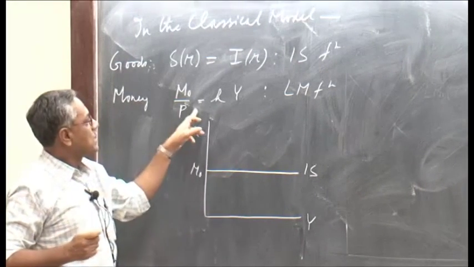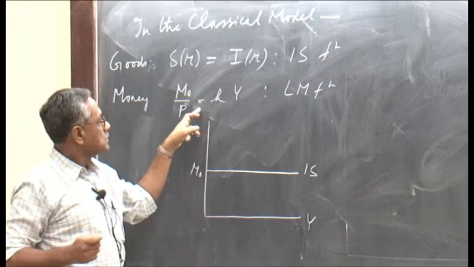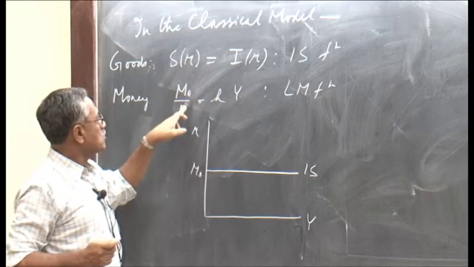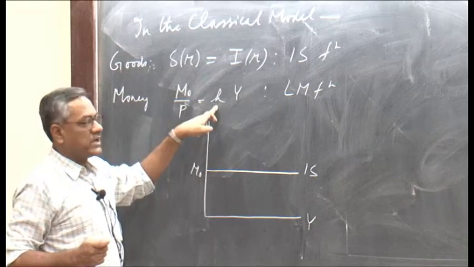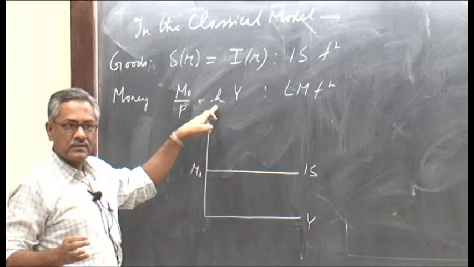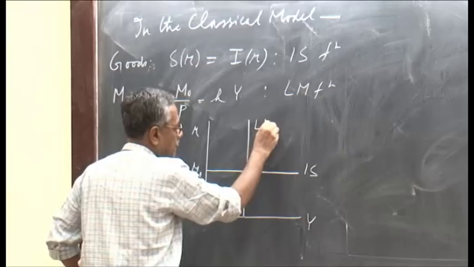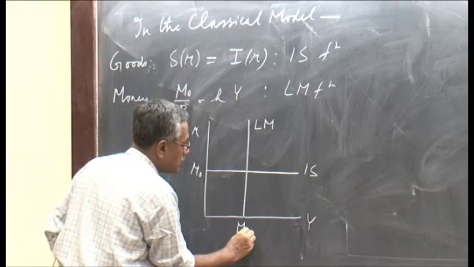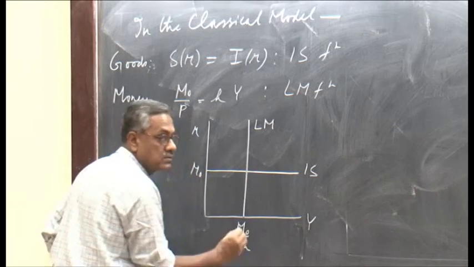Okay? When you come to the money market equation, there is no R value. Y is equal to M naught over some value of P into H. No R value. Right? So how will it be? And this value here is M naught over some value of P into H.